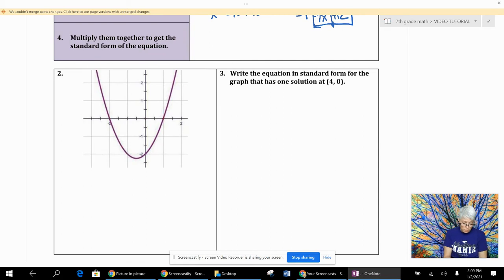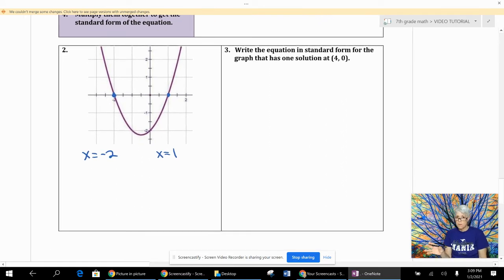Now I have to look. I'm looking at the solutions. So if you look here, we have x equals negative 2 and x equals 1. Okay. First thing, remember, we got to set it to 0. We're working backwards now, so we're going to move the 2 and the 1 over, which means I have to do the inverse operation.